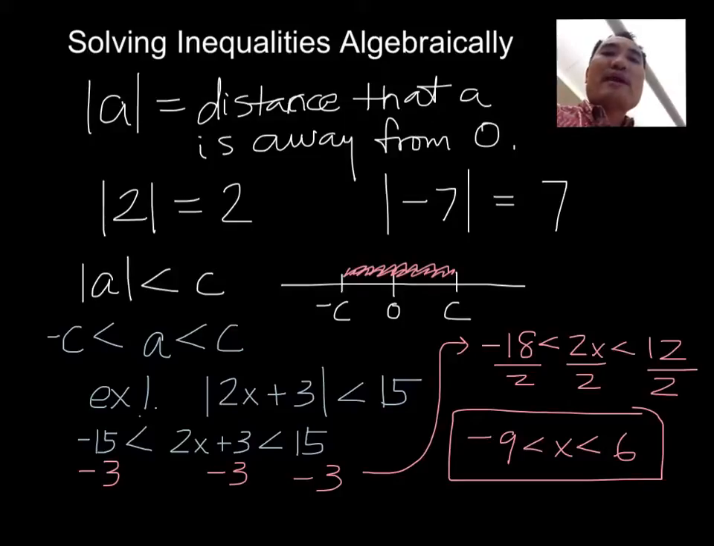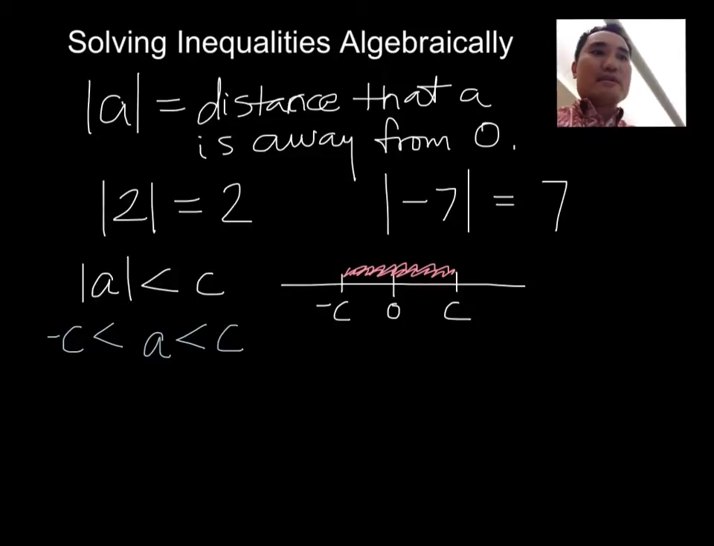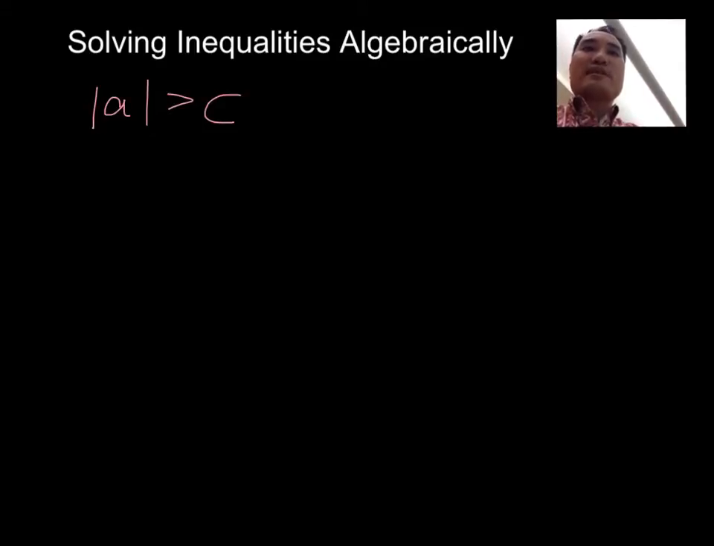Now, what if we have absolute value of A is greater than C? Let's see what will happen. First, let's get rid of this work right here. Again, if you didn't get to write all this down, you can always rewind the video. Okay, so now we're working with, what if we have absolute value of A is greater than C? Well, by definition, what that means is that A has to be more than C units away from 0.